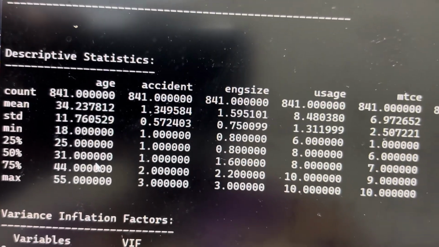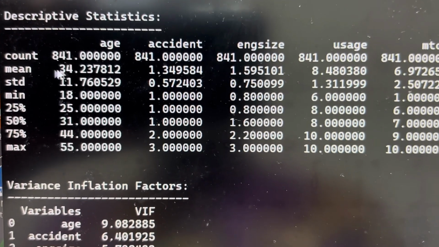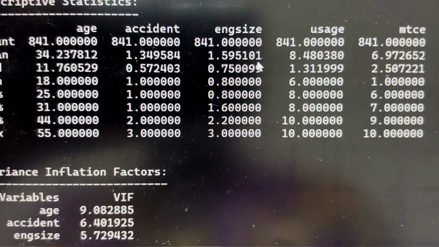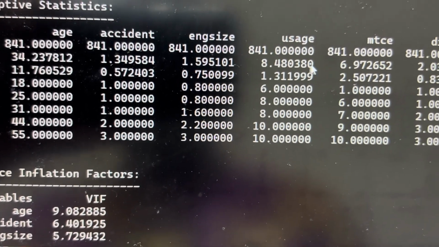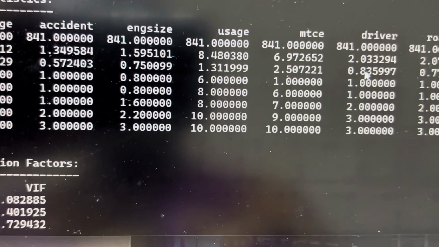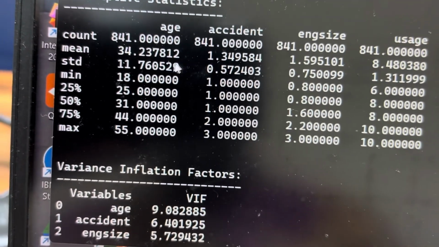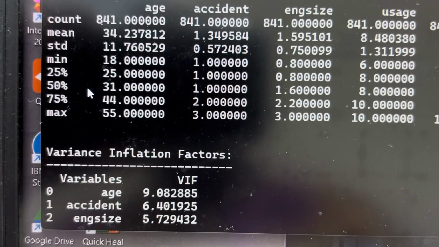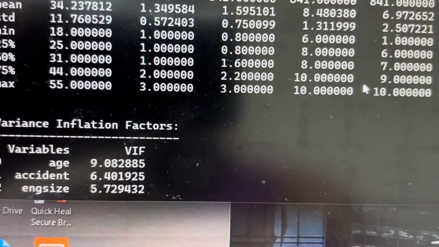Now, this is the descriptive statistics. You can see that the count, which is the number of observations, is 841. The mean is shown for age, accident, engine size, usage, maintenance, driver, and road condition. Following the mean you have the standard deviations, then the minimum, the 25%, 50%, 75%, and then the maximum value for each of them.